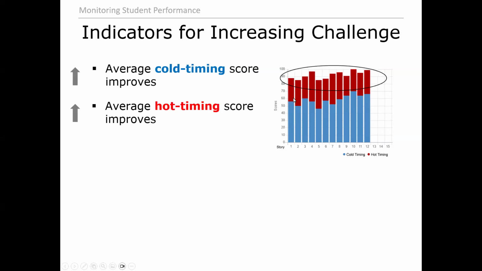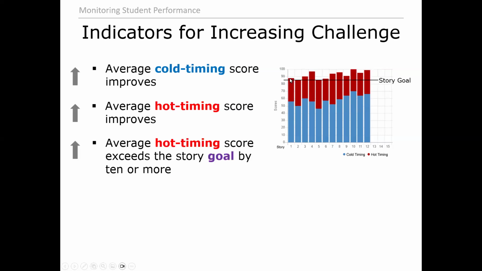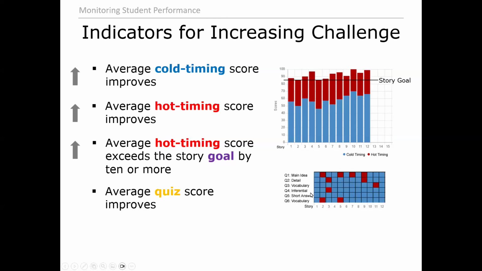I can also tell their pass timing scores are getting better. They're under 90 or right at 90, and now here they're getting close to 100. If I draw a line where their goal is, I can very easily see that the average hot timing score is just a little bit above their goal in the first 3, and now they are significantly above their goal.